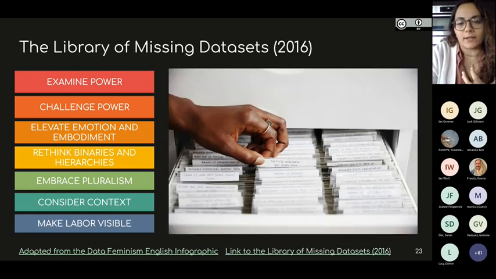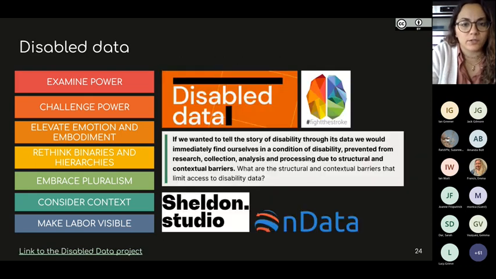And in this sense, I would like you to have a look at the link of the Library of Missing Datasets, which is a GitHub repository, but also an art installation that shows really a drawer full of all the datasets that we really would like to have, but they're not there because they're simply not collected. And that's already a very strong political choice.